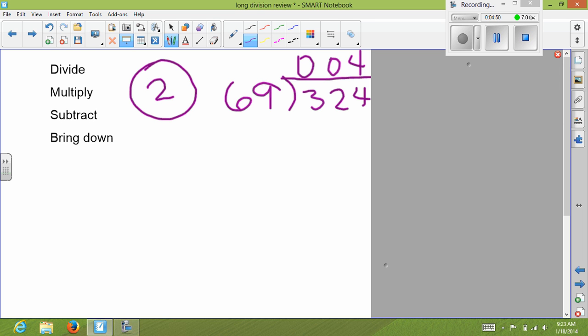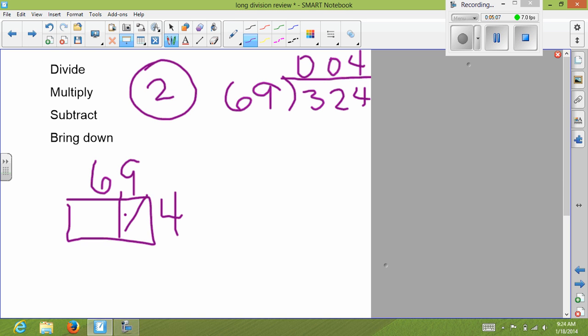So I'm going to put my 4 up here. And I'm going to do my multiplication over here. So 69 times 4. Put that in my box. Okay. And 9 times 4 is 36. 4 times 6 is 24. Add on the diagonal 6, 7, 2. That gives me 276.